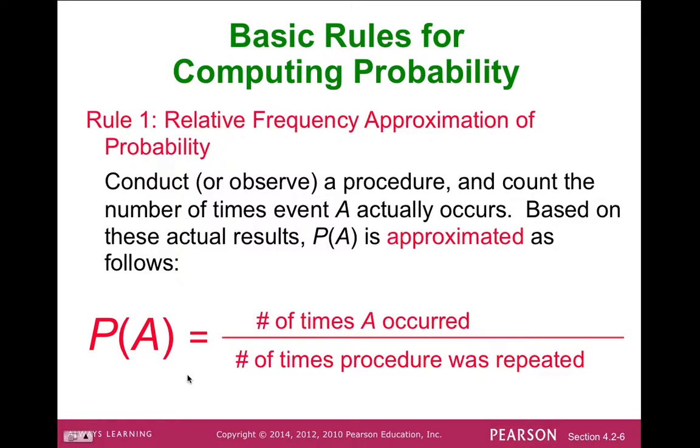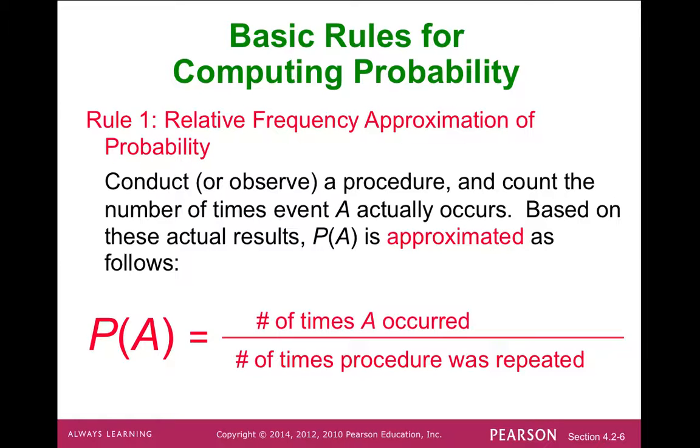So that's a lot of words, but what is it actually? Here we're going to conduct or observe a procedure and count the number of times that event A actually occurs. Based on those actual results, we're going to approximate the probability by using this formula. The probability of event A equals the number of times A occurred divided by the number of times the procedure was repeated. So let's talk through an example on this.